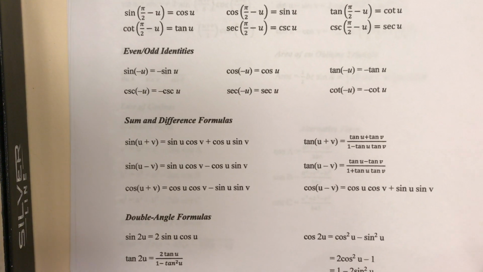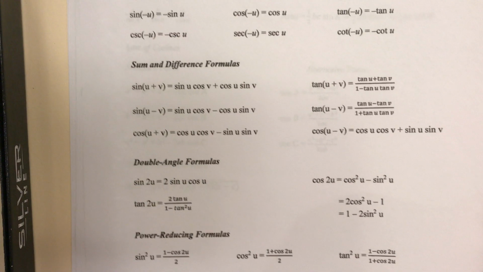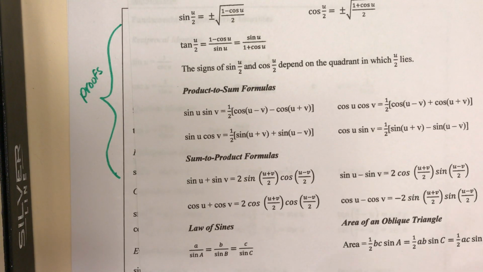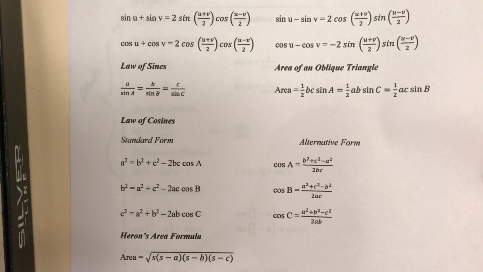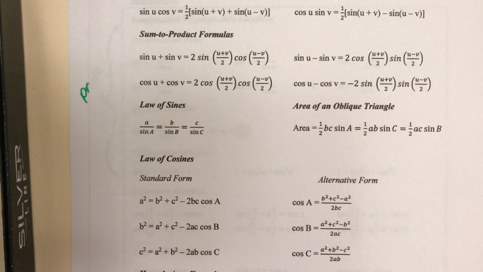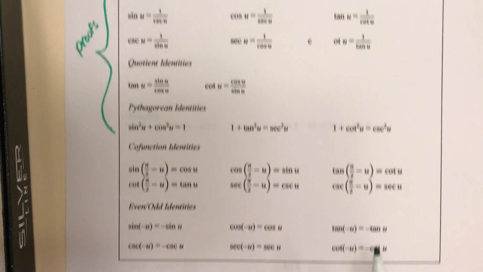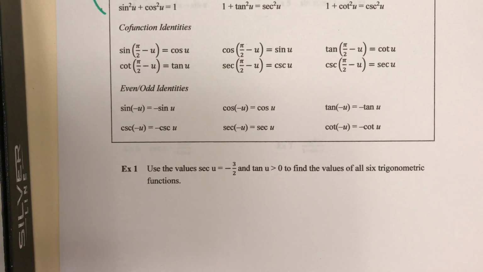We have sum and difference formulas, double angle formulas, power reducing formulas. And there's a second page: half angle formulas, product to sum, sum to product, and law of sines and law of cosines. We'll actually end the unit with the law of sines and law of cosines. So we actually will be getting through all of these formulas. So we're going to start with using some of our easier formulas that we've already used to help us solve for different trig functions.